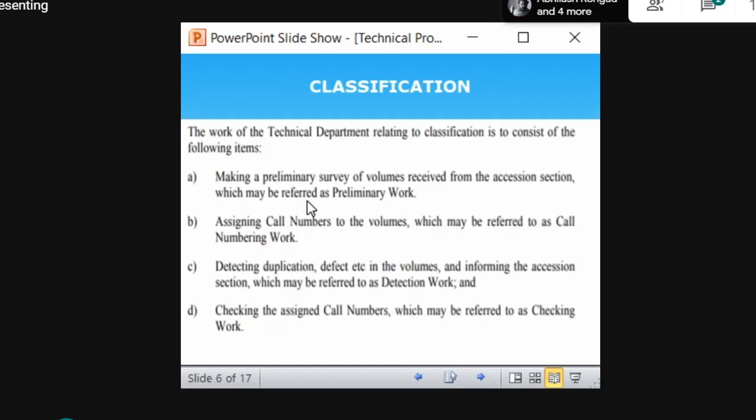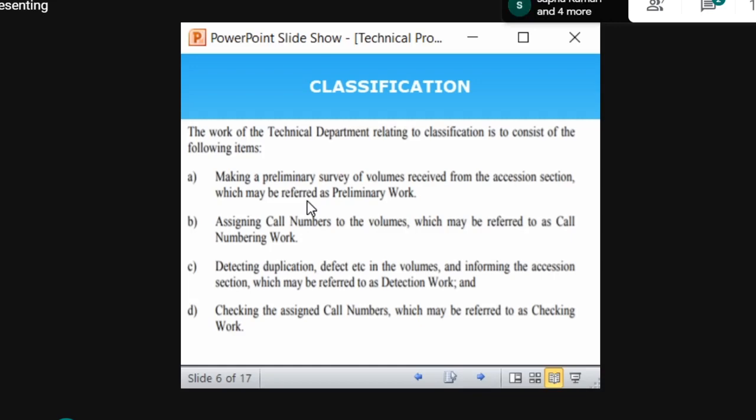So classification. Again, I am telling you, I am not going into detail about classification. I am just going to give an overview. I told you there are different kinds of classification schemes: DDC, LC, UDC, and CC, colon classification. I am just going to give you the work done in the technical section, not about the classification scheme. Okay. So what is classification?